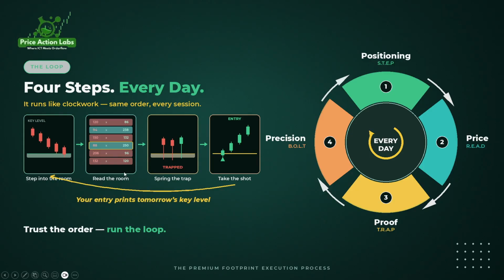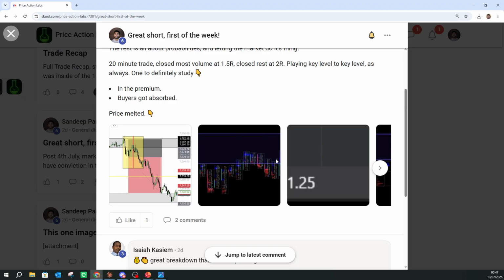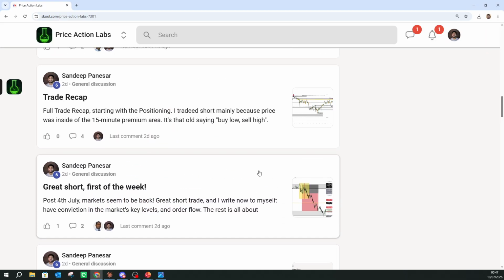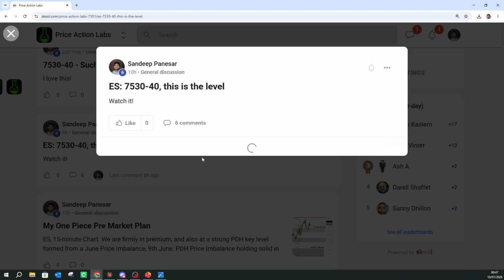So here's the thing. When you understand which key level to trade from, you understand the price action inside, you know who's trapped, and you take a good entry. What you want to understand is that that key level will print itself onto the next day. So if that sounds confusing or whatever, let's just break it down. If you look at the way these key levels actually form, let's just go to today's market, because today's market was probably the best.